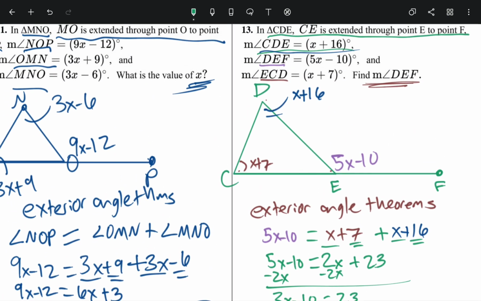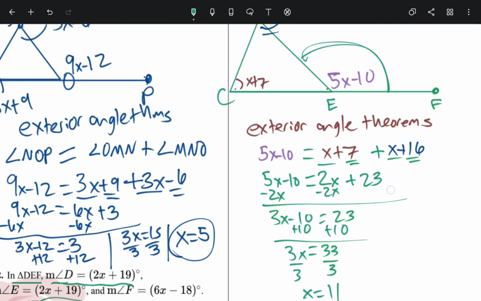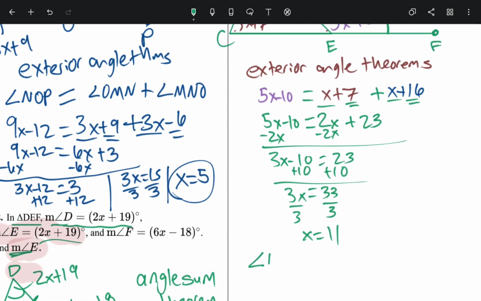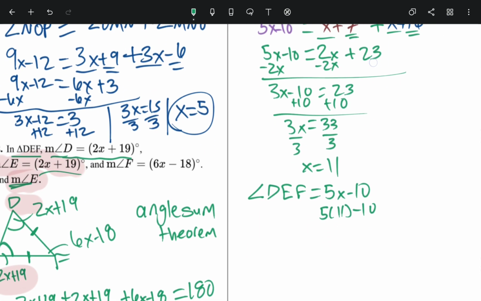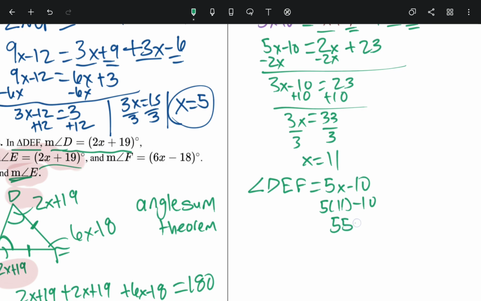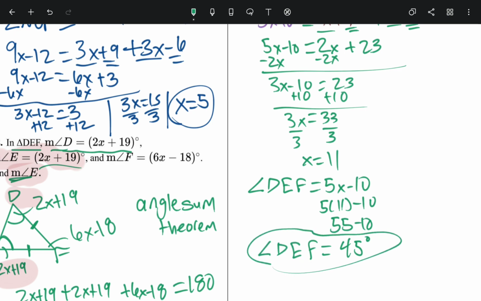Now we do still have an extra step. We're trying to find DEF. So instead of x, we have to plug that x into the expression 5x minus 10. So 5 times 11 minus 10, that gives us 55 minus 10, which is 45 degrees. So angle DEF is equal to 45 degrees, and now you are done.